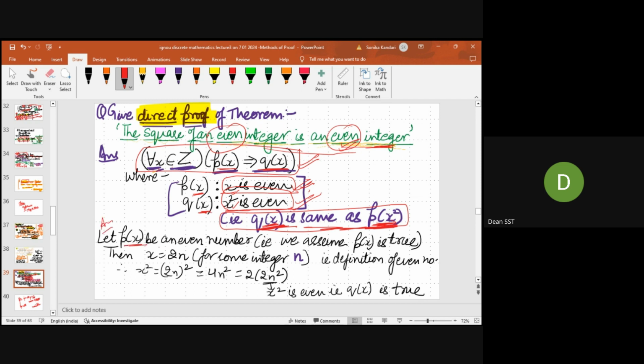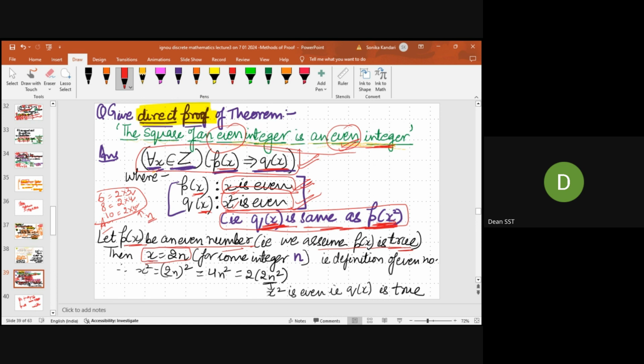Let px be an even number, and we can assume that px is true. So x is equal to 2n. For an even number, suppose you have 6, so you represent 6 as 2 into 3. You have 8 as an even number, so you represent 2 into 4. You have 10, so you represent 2 multiplied by 5. So what is this 3, 4, 5? This is n.